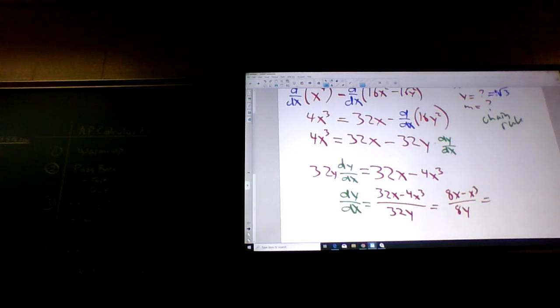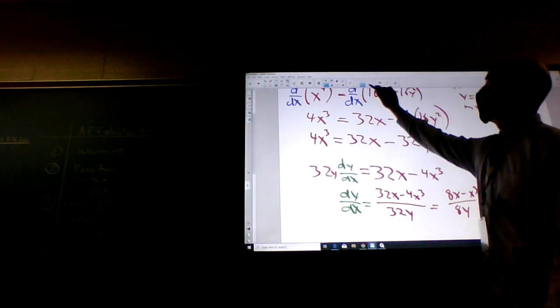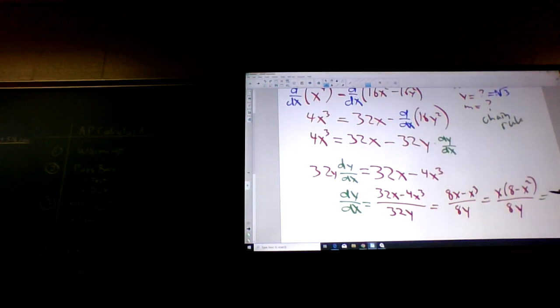Can I factor out an x there if I wanted to? Yep. You don't have to do this step, but I'm just going to make it look really clean. This is my dy dx. In fact, if this was a test question, this is probably how it'd be written.